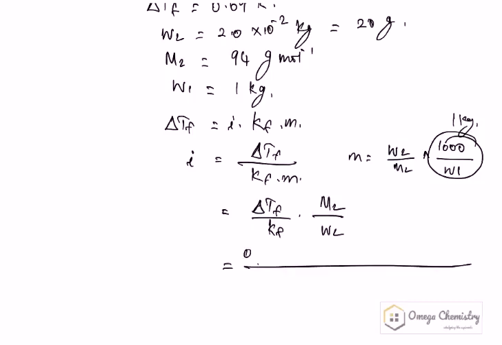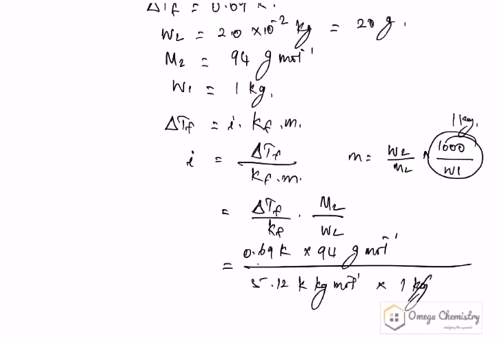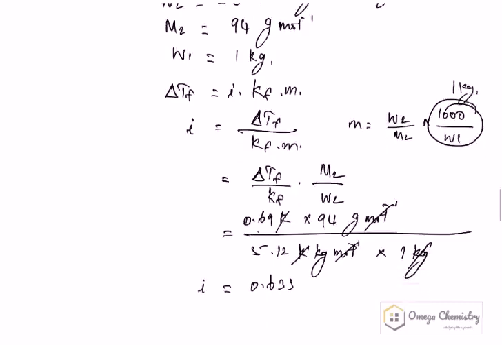So I am going to substitute the values. Fine. 0.69 Kelvin into 94 gram per mole divided by 5.12 Kelvin kilogram per mole into 1 kg, right? So this mole per mole will get cancelled, Kelvin will get cancelled, and when you simplify this you will get 0.633, and this is your i value.